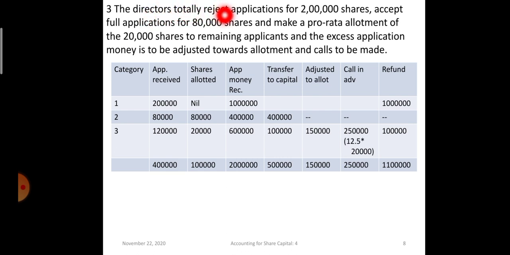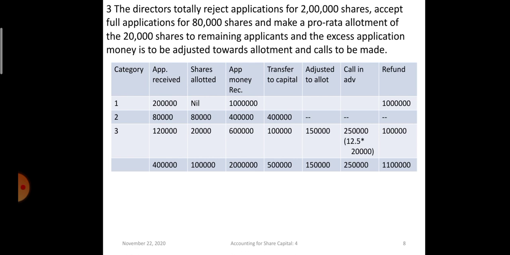Directors rejected applications for 2 lakh shares. 80,000 shares were allotted in full and the balance were allotted on a pro rata basis. Here, the excess application money is to be adjusted towards allotment and calls. It is clearly stated that the excess application money is to be adjusted towards allotment and call. Now, to understand this question in a better manner, I have made this table.